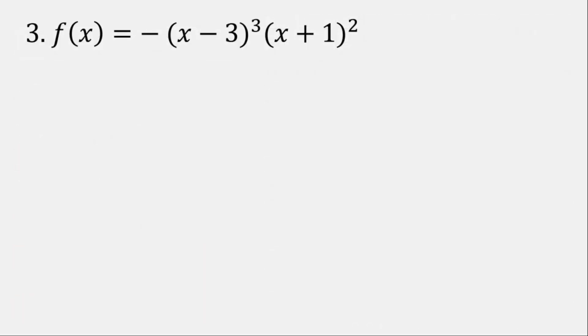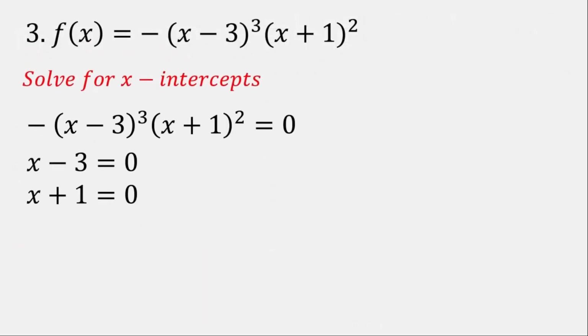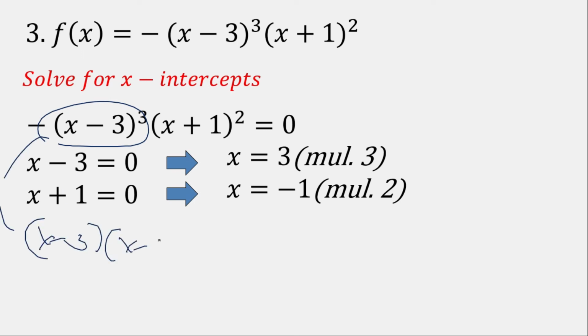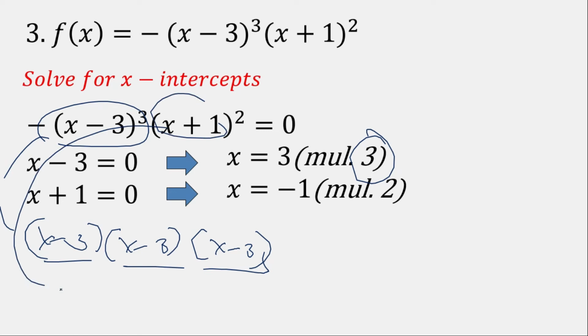Let's go to number 3. So let's equate them to 0. Now as you can see, this means x minus 3 times x minus 3 times x minus 3. So we have 3 sets of it, so it has a multiplicity of 3. And with this one, the value of x here is negative 1, but we have a multiplicity of 2, because this means x plus 1 multiplied by x plus 1.